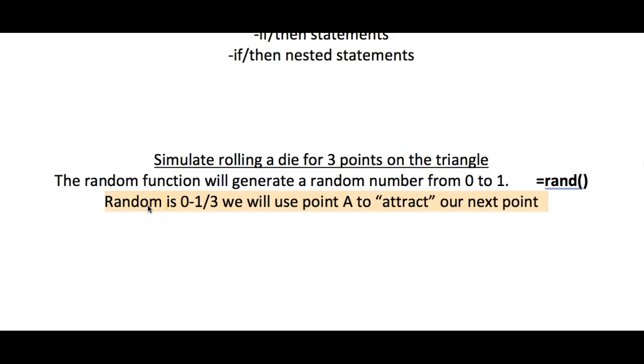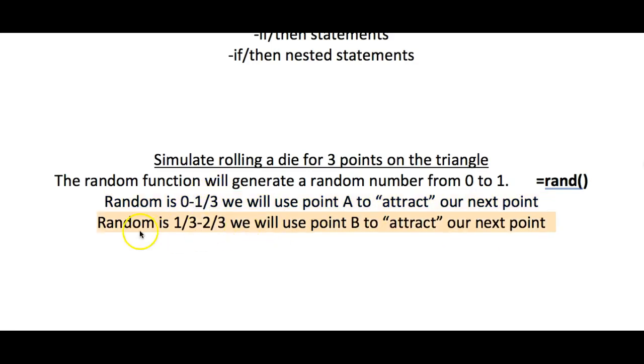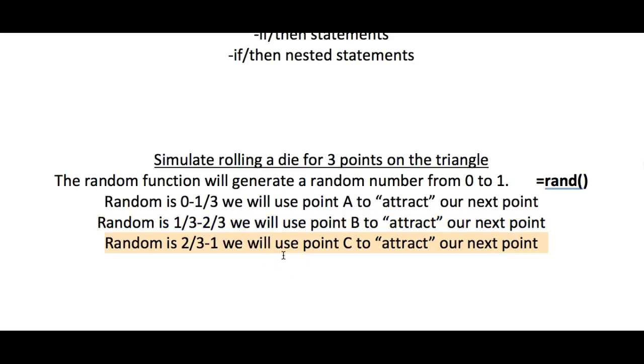If that rand returns a number between 0 and 1/3, we will use point A to be attracted to our next point. So this is the same thing as rolling a 1 or a 2 with a die. And then from 1/3 to 2/3, B will be the attractant for our next point. And then finally 2/3 to 1, we'll use C to attract our next point. So I just split up 0 to 1 into thirds because we have 3 points.